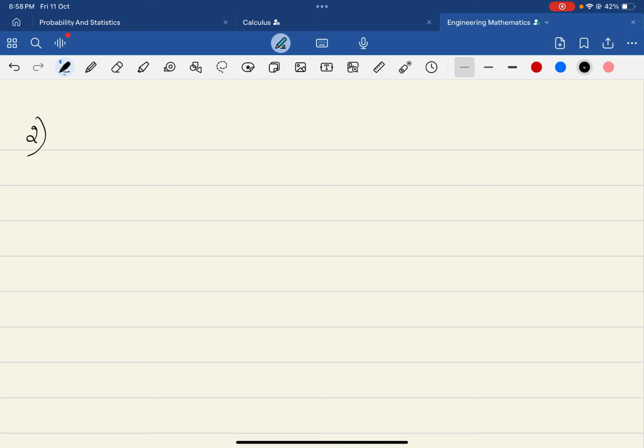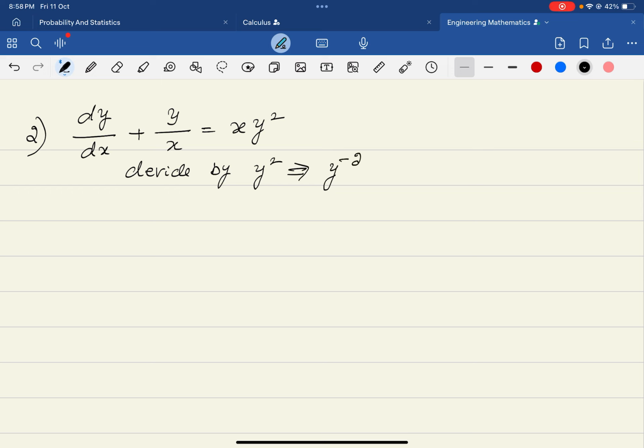Second problem is, let us solve this. dy over dx plus y over x is equal to x y square. So now the non-linearity is because of y square. So what we do? Divide by y square. Then when you divide by y square, what is the equation we get? y power minus 2 times dy by dx plus y power 1 minus 2, which is minus 1, over x, is equal to x.